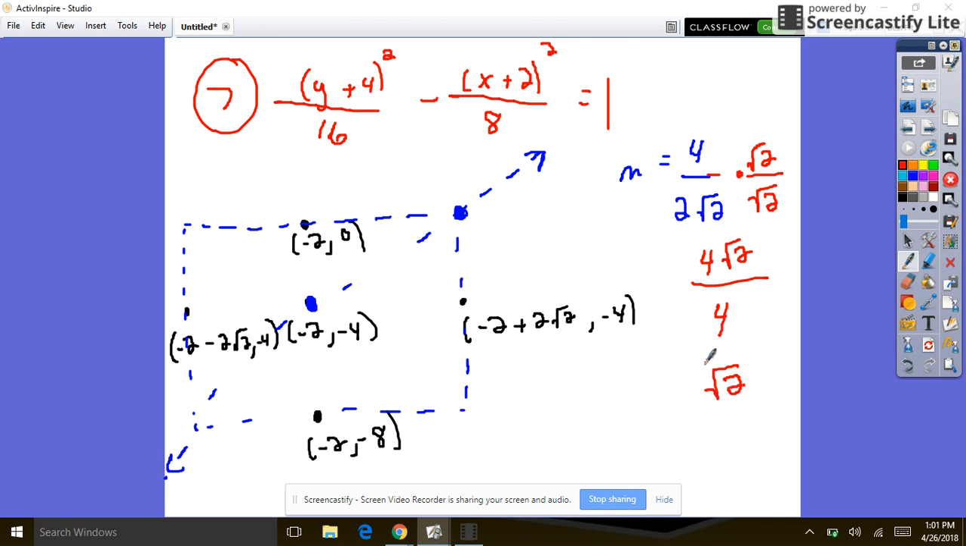And then, remember, this is the positive side, plus or minus. Because this slope is square root of 2. The slope of this asymptote is going to be negative square root of 2. Done. That one just said find a slope.